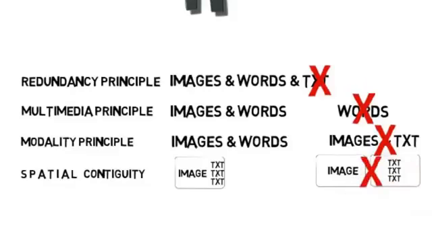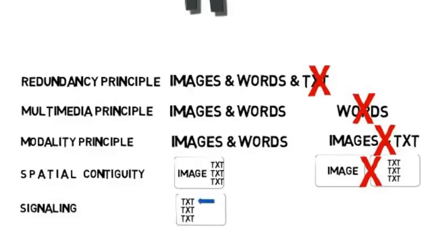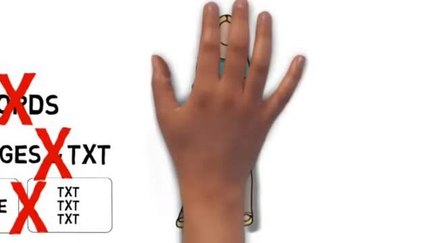But you don't have to avoid text. Text on board or screen can be useful, the signaling principle. With written text you can highlight the keywords. Different teacher, but there is more on this research.